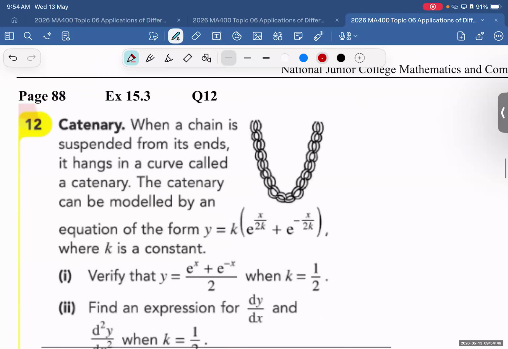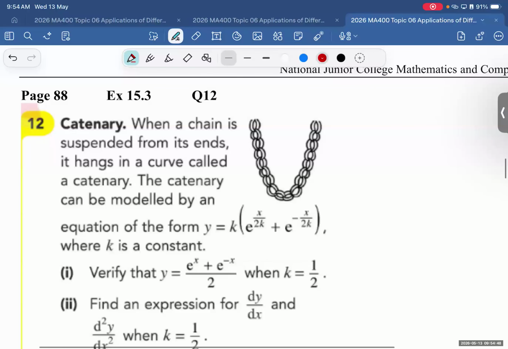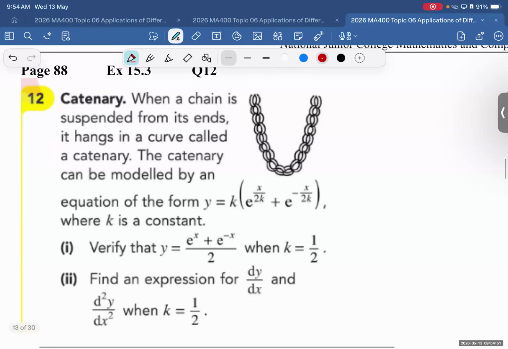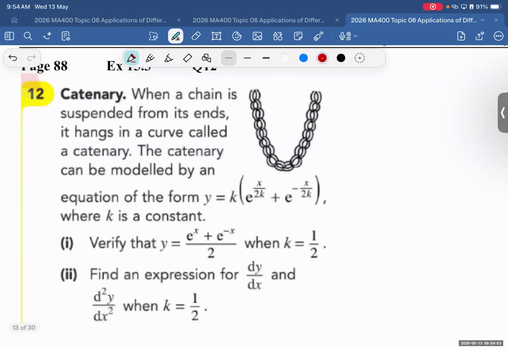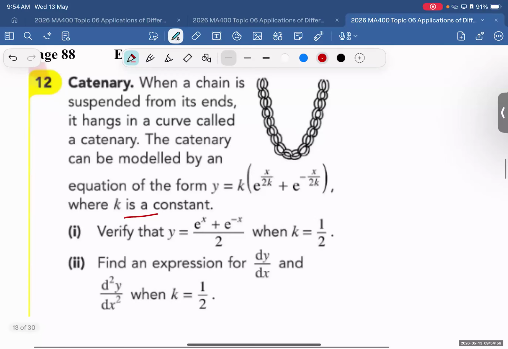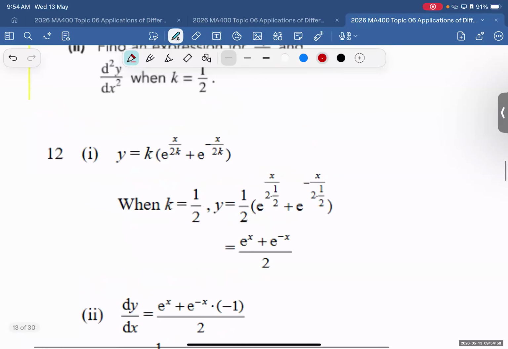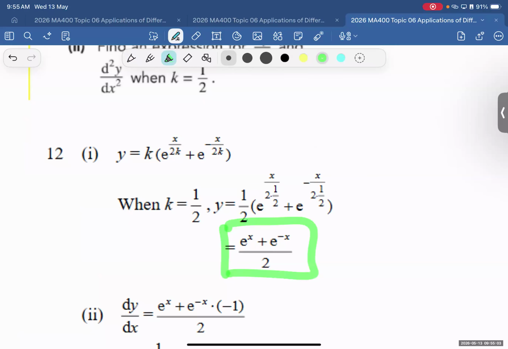Okay. Question 12, catenary. I suspend a chain from my hands, it hangs in the curve called a catenary. Even though they give you k, don't worry. Basically k is equal to half. This is your part 1. In general, you don't have to write local minimum or local maximum. Minimum or maximum is fine. My suggestion is just write min or max. Easier.